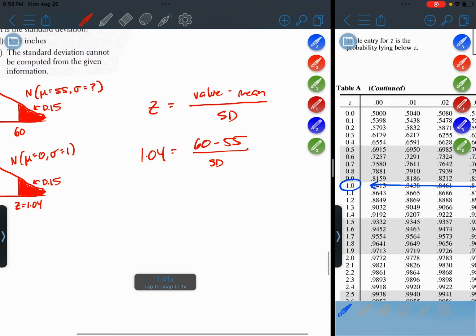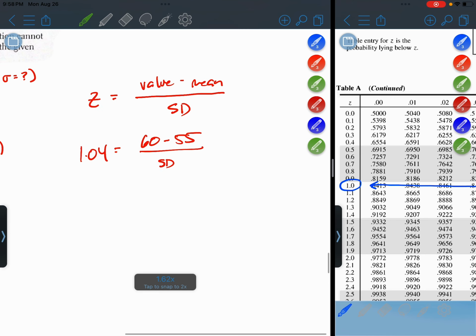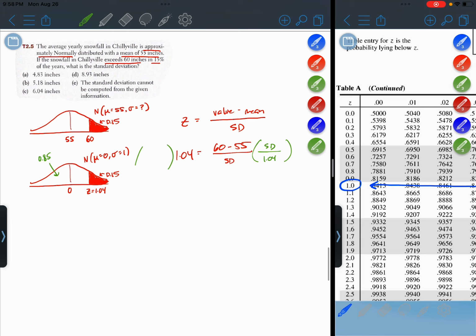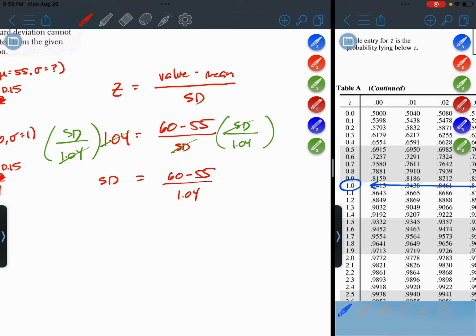If we do a little rearranging, we could multiply both sides by SD over 1.04. Why do that? Well, 1.04 cancels on the left-hand side, and the SD cancels on the right-hand side. So what are we left with? The SD is equal to 60 minus 55 divided by 1.04.